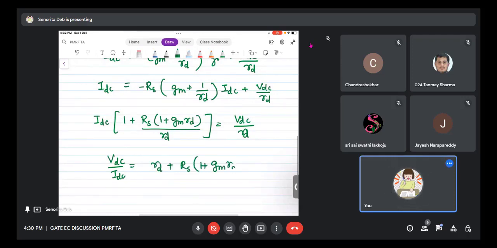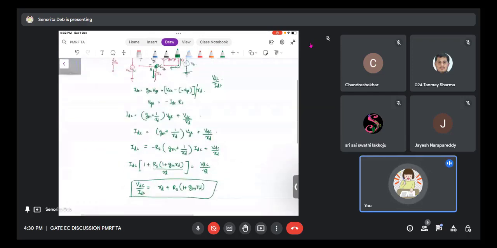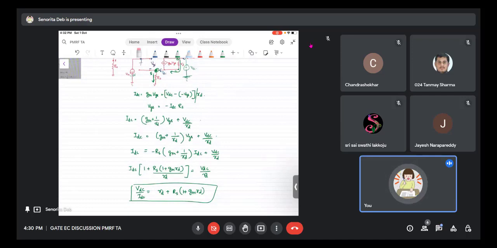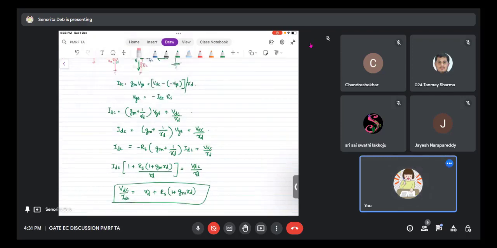Is this fine? I'll just minimize it so that you can see the entire equation together. We have to find VDC by IDC. So I had made a mistake. I had written multiplied by RD in voltage. Voltage multiplied by RD is current, which is basically division. So voltage division with resistance is current. So this thing here is nothing but like this. This was a silly mistake that I made.